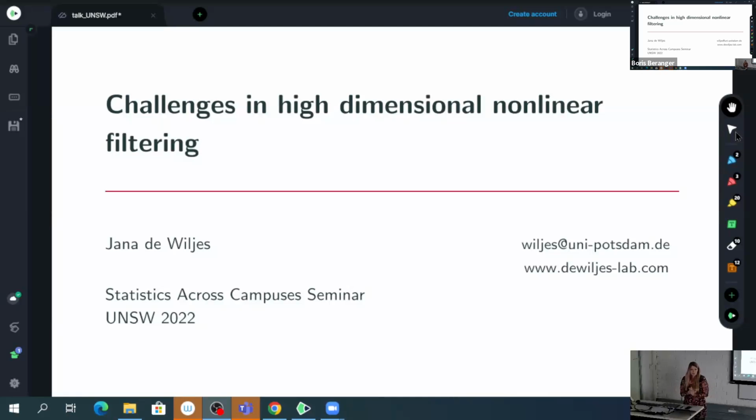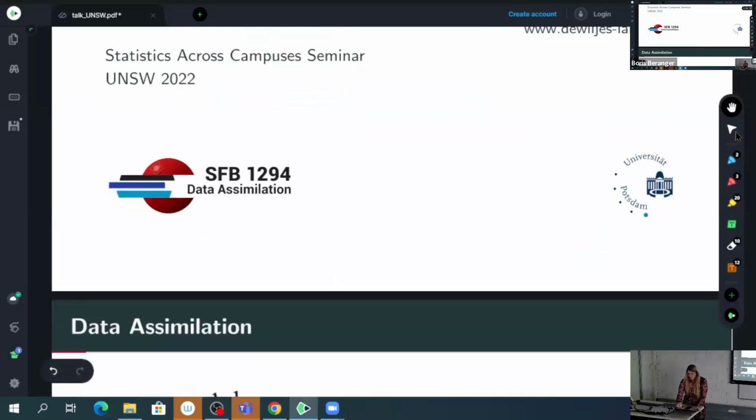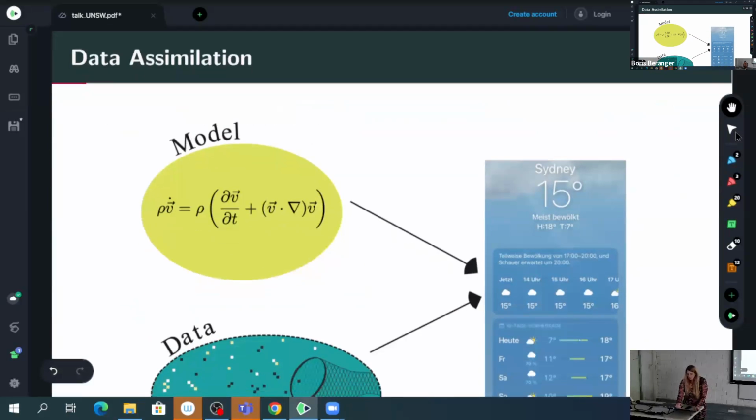As you said, I will be talking about challenges in high-dimensional filtering. I'm assuming not everybody is familiar with data assimilation, so let me jump into explaining what the concept is.